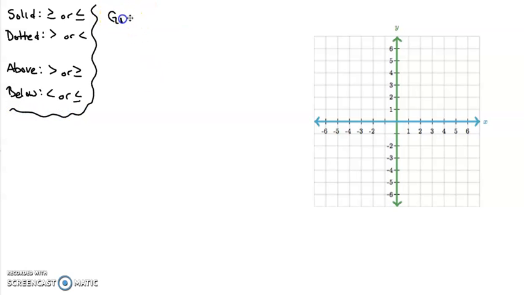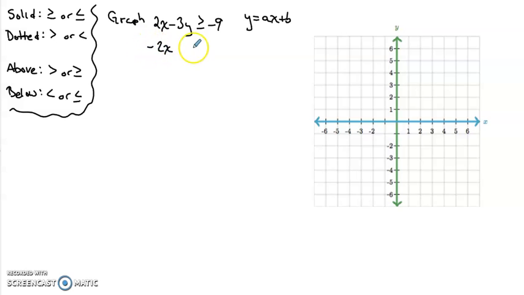Let's say that we're asked to graph the line 2x minus 3y is greater than or equal to -9. Now remember, when we were graphing a line, we wanted it to be in the form y equals ax plus b, where we had y on the left-hand side and everything else on the right-hand side. When we're graphing inequalities, we want the same thing. We want the y on the left-hand side all by itself and everything else on the right-hand side. So let's rearrange this and see if we can make that happen.